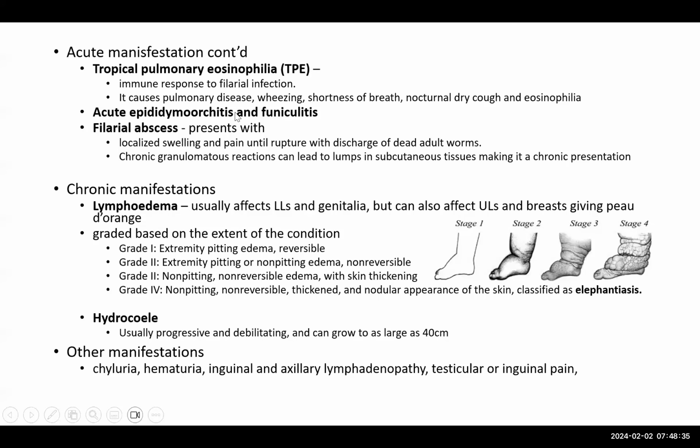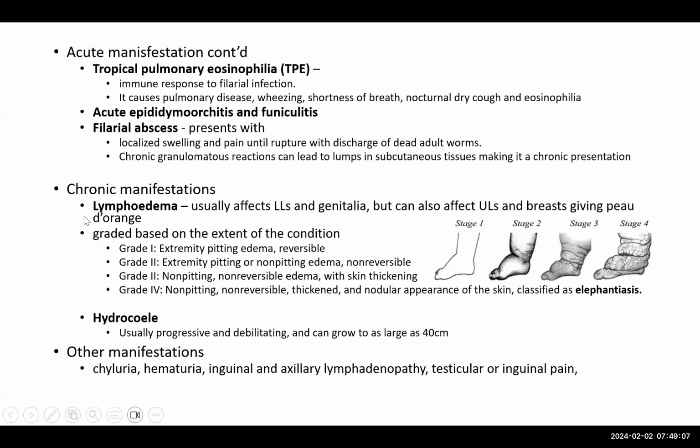We could have acute epididymitis and funiculitis. Funiculitis is inflammation of the spermatic cord. And we could have filarial abscesses, so localized areas of dead worms, inflammatory cells, and all of that. And when they rupture, there's release of dead adult worms. We could have chronic granulomatous reactions to this, in which case it would be a chronic manifestation, which can lead to nodules and lumps in the subcutaneous tissue and skin.